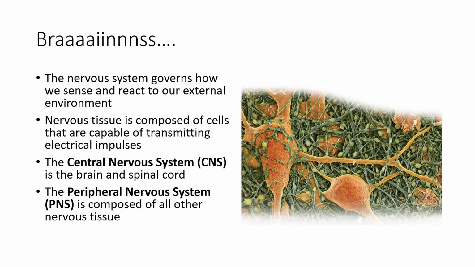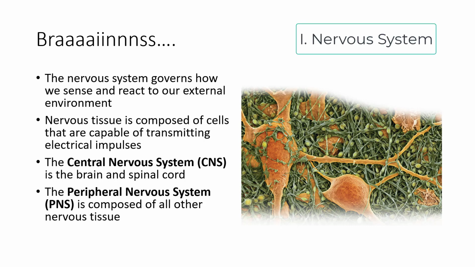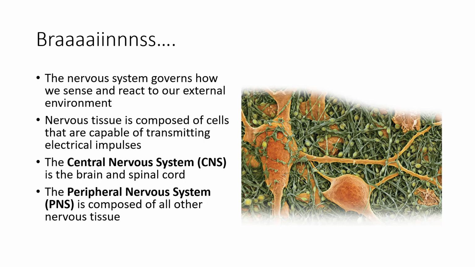So the central nervous system is what we think of when we think of the brain and the spinal cord. But that's just one component of the nervous system in general. And the nervous system governs how we sense and react to our external environment. Less of a homeostasis question and more of a stimulus response type question. Nervous tissue, as we defined it earlier, is neurons, which are cells capable of transmitting electrical impulses, and the other cells that are going to be helping the neurons do their job. You see those neurons in orange here and the other cells in green.